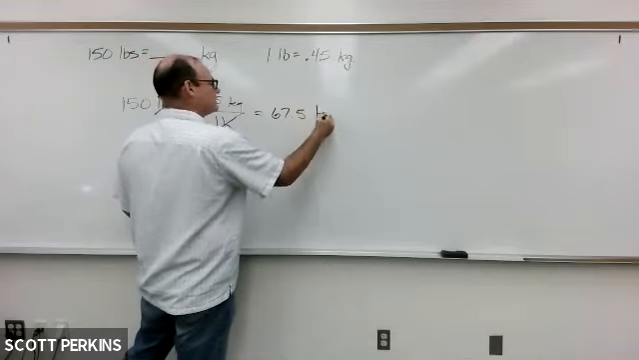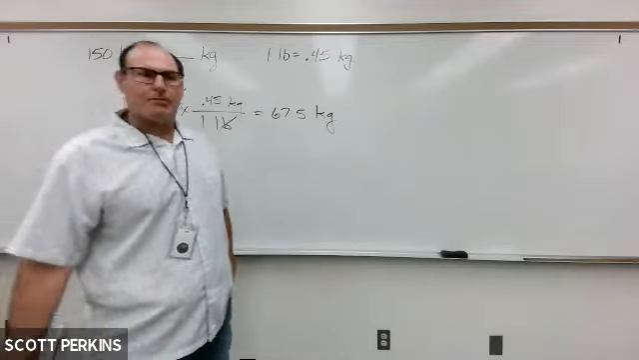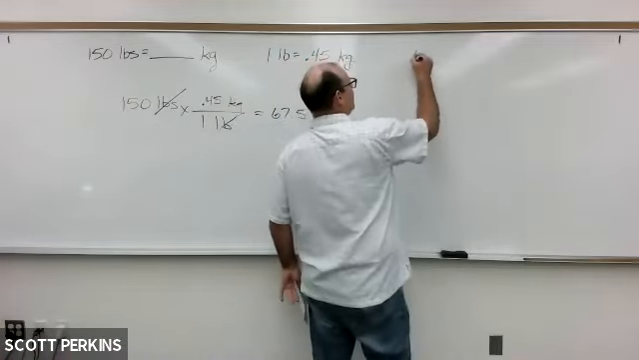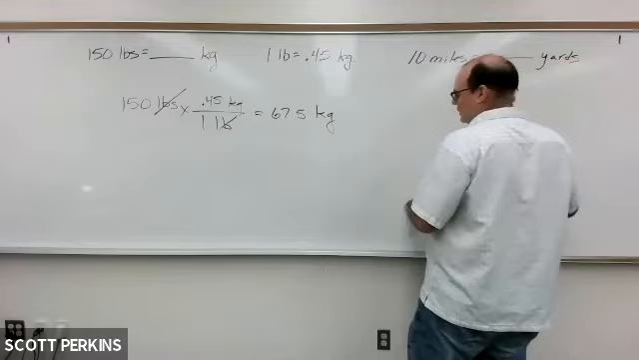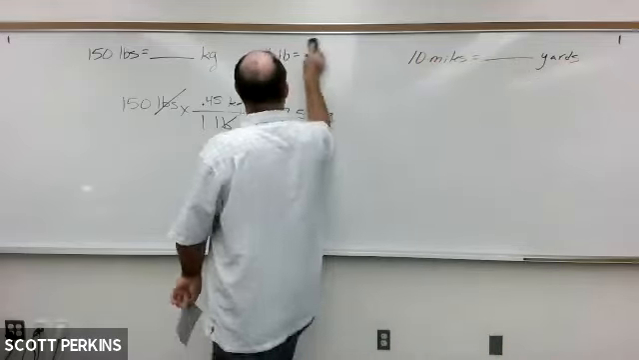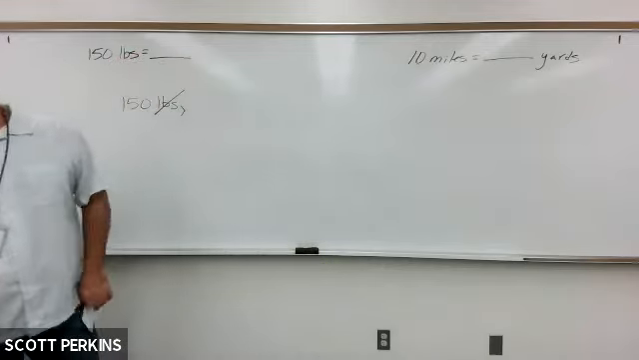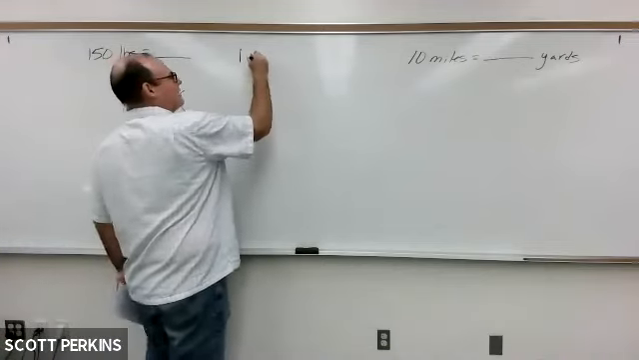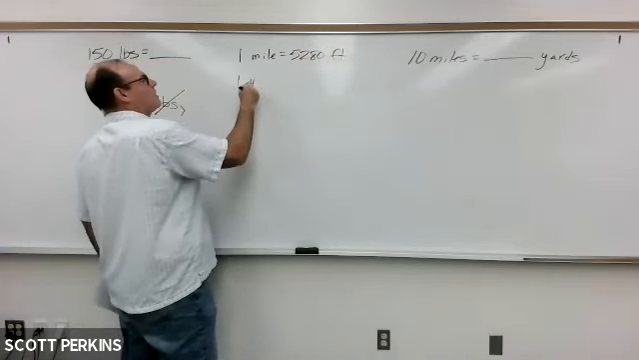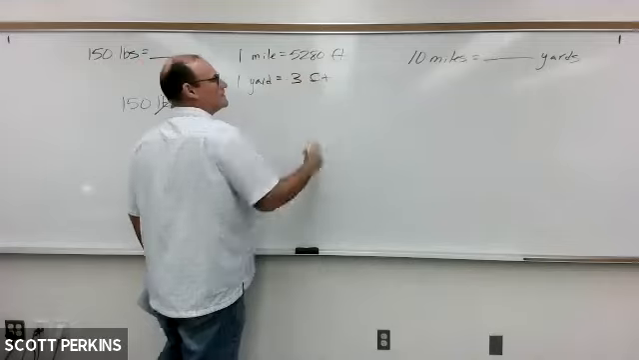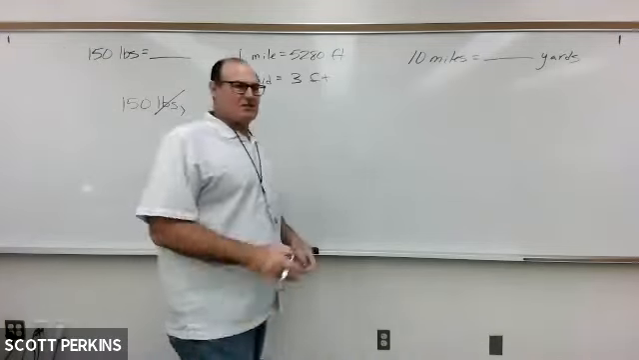67.5, did I hear that right? Excellent work. Okay, so here's the next one. I'm just going to have us finish up with a couple of two-step conversions. So this next one, we're going to convert 10 miles into how many yards? I'm going to act like we don't know the direct conversion, and if you don't know, that's fine. Here's the given information: 1 mile is equal to 5,280 feet, and 1 yard is equal to 3 feet. Okay, so go ahead and use that given information to convert 10 miles into yards.